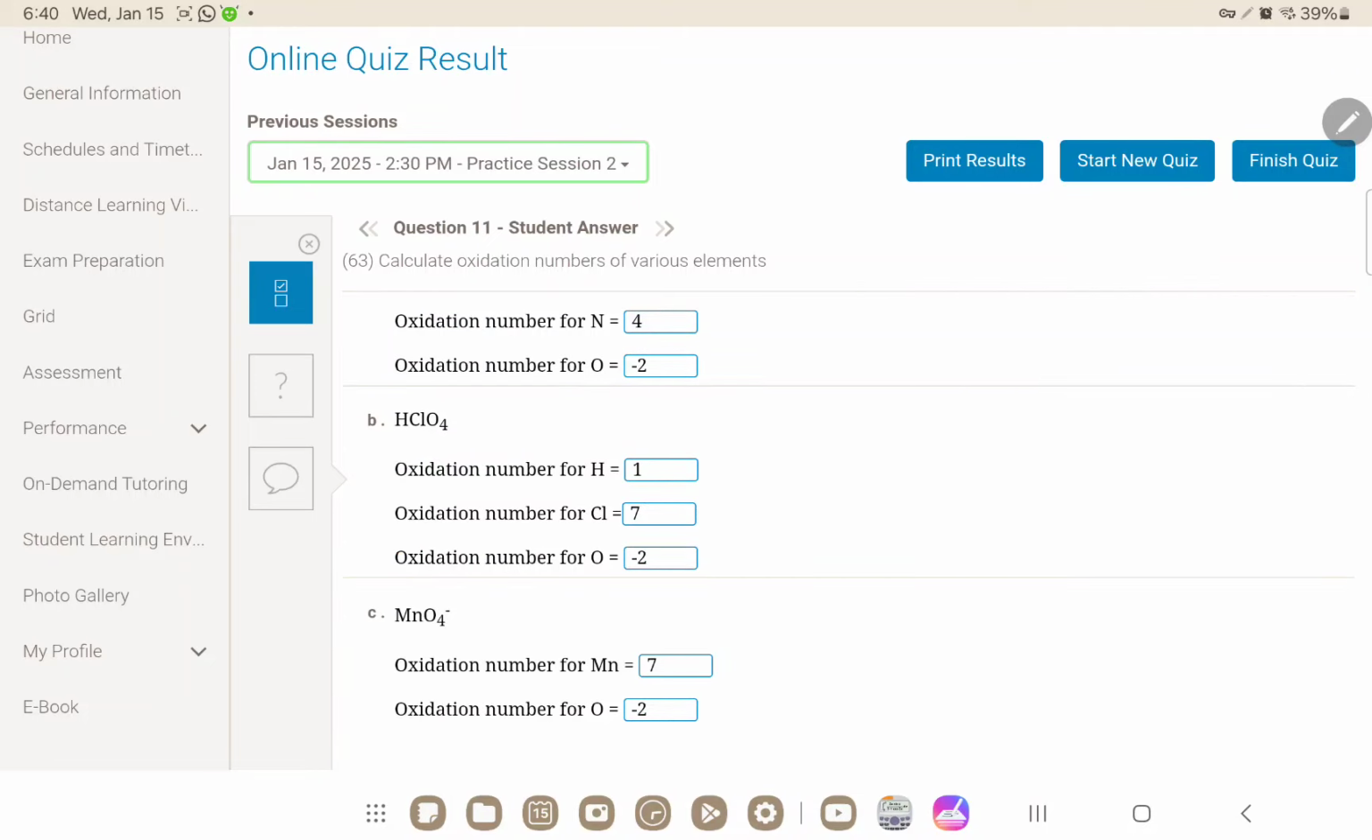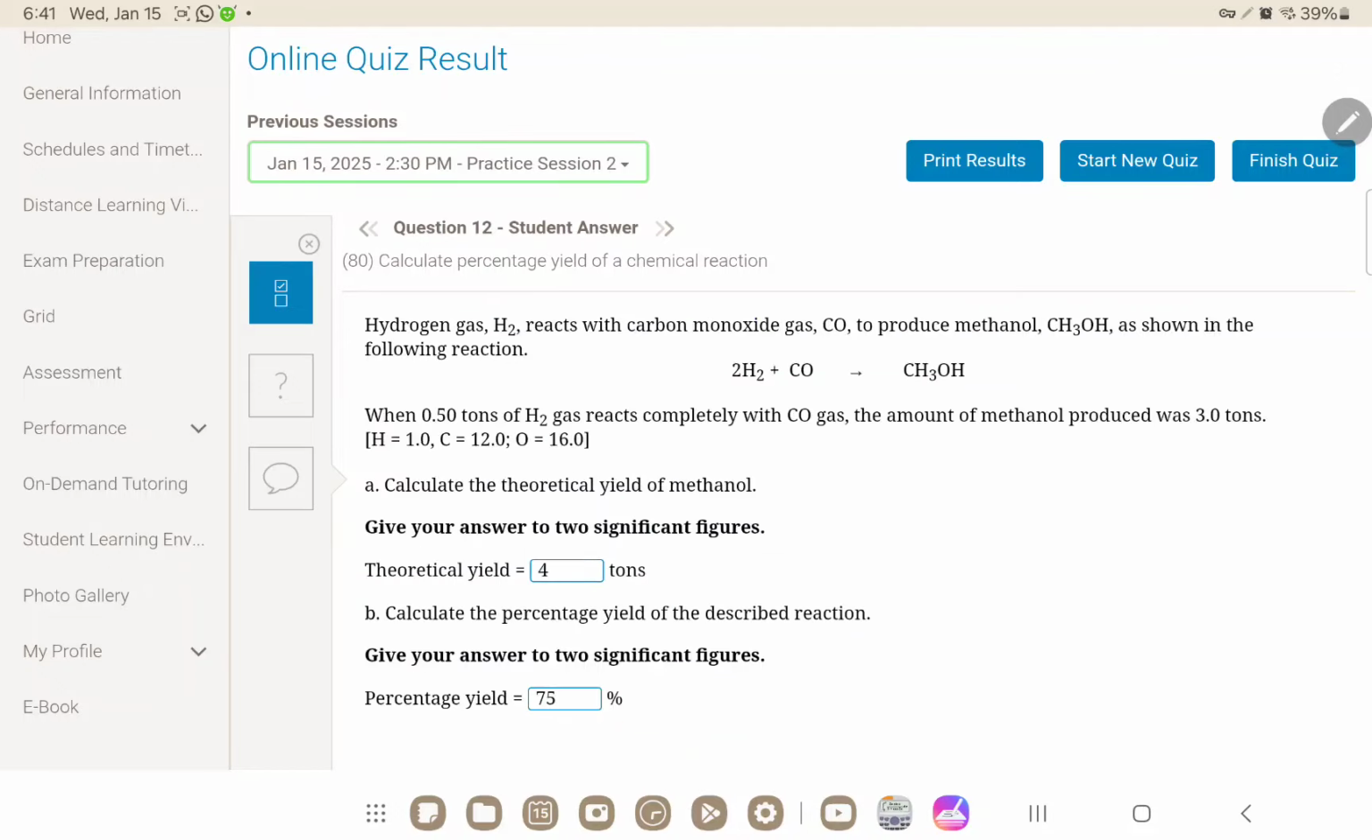And then O again, negative 2. And now we have x minus 8 equals negative 1. X equals 7. So Mn is 7. And negative 2 is O. I did this question really fast because we did it a million times in previous AMSs and periodics. So let's do this question now.